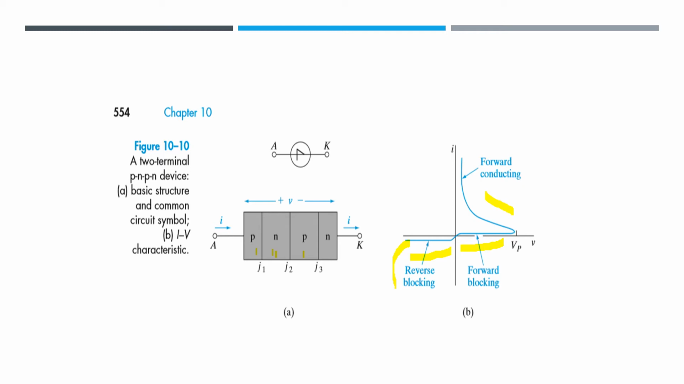In this discussion, we have seen that there are three states: the forward blocking state, and after reaching a certain positive voltage, our device enters the forward conducting state. And when we apply negative voltage to anode and cathode, there is a reverse blocking current. Now we will discuss how our device, when we apply positive voltage, moves from the forward blocking state to the forward conducting state.